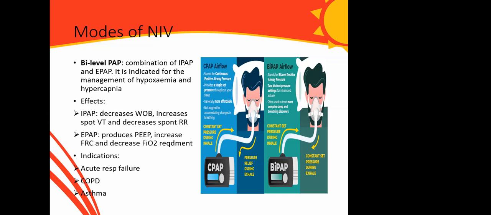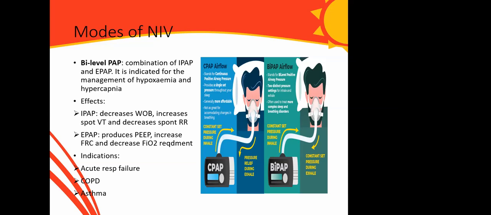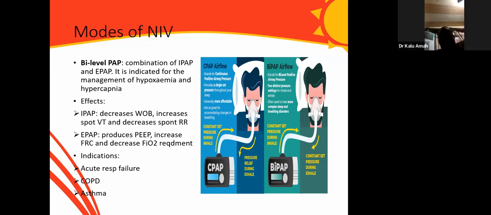Indications, they are similar to CPAP: acute respiratory failure. It could be type 1, type 2, which we covered in our last tutorial, COPD patients, and asthma. Now, the diagram on the right side of the slide compares CPAP with BiPAP, with some subtle differences, all right, that we're going to look at.